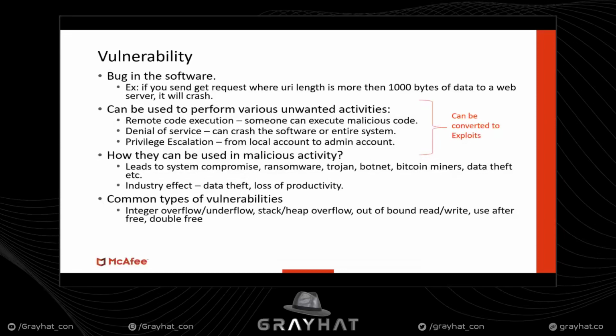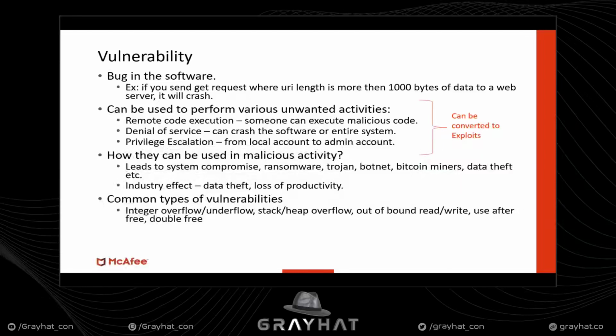Vulnerable software can also have a huge impact on different industries. It can lead to data theft if someone exploits it, or it can lead to loss of productivity when someone exploits it and makes the system unusable. It can lead to loss of productivity and loss of revenues. So let's go ahead and see the different types of vulnerabilities.